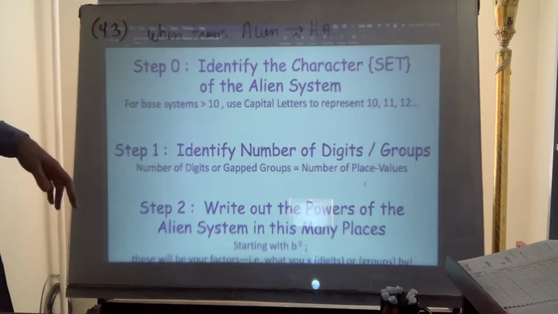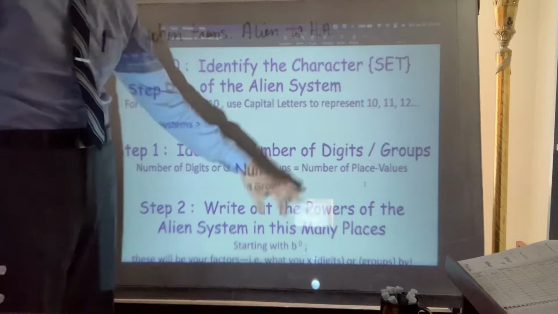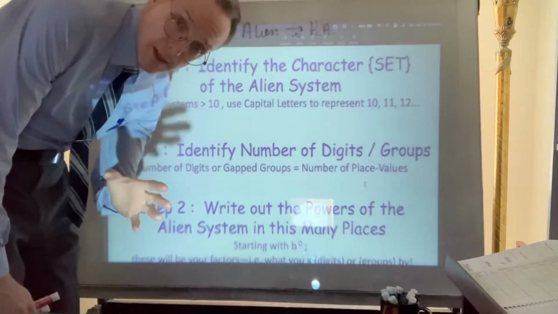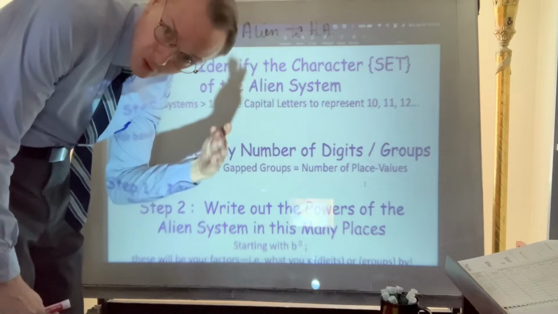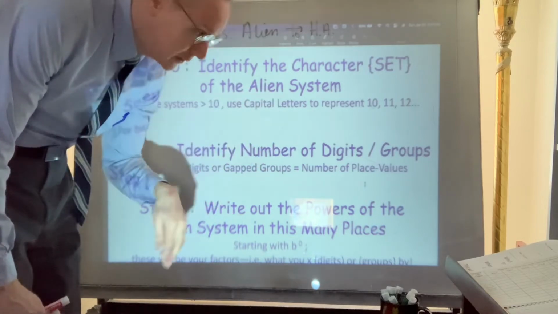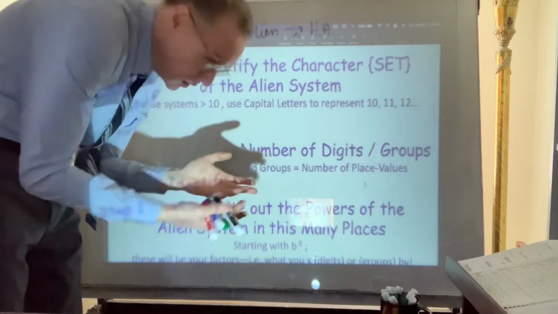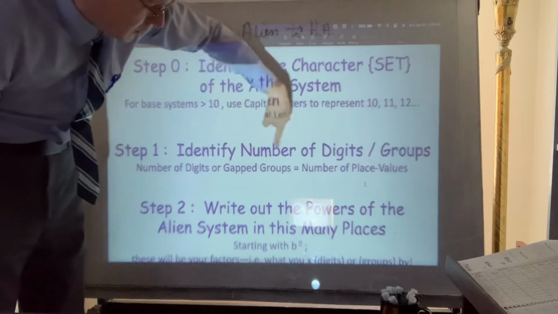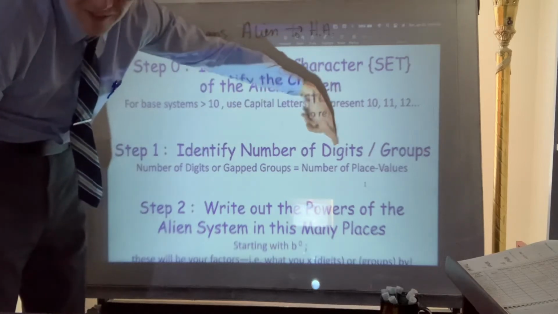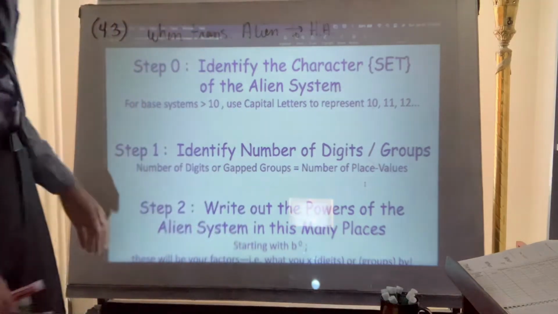Identify the number of digits or groups that you have in this instance, because we're not dealing with weird alien hieroglyphics like the wedges and the boomerangs anymore. Now we're dealing with digits that at least look familiar. Instead of looking at groups per se, we would look at the number of digits. They're Hindu Arabic numerals, but they're just a different system.